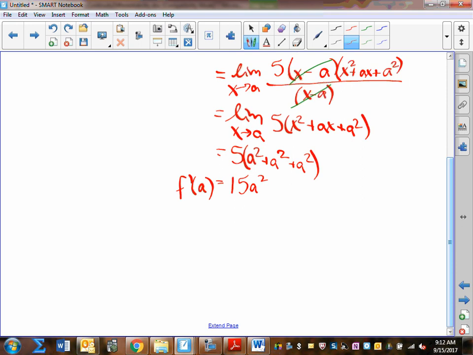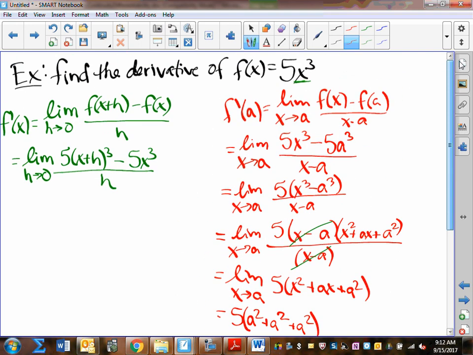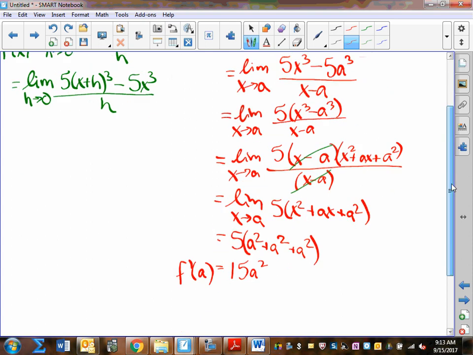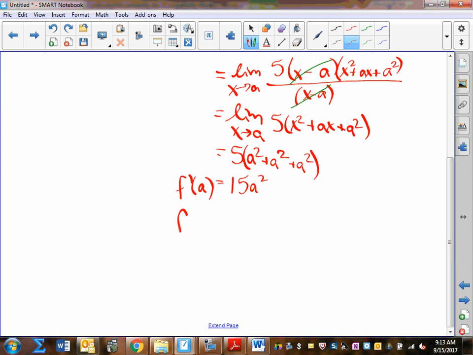But we weren't told to find it at a specific point, were we? We were told just to find the derivative. So I want f prime of x. So f prime of a is 15a squared. What's f prime of x going to be? Say x. Put it right here. 15x squared. Good. And that's your answer there. So you can use that limit definition with your a. It's just if it's asking for the overall derivative in the end, instead of f prime of a, you want to say f prime of x, because that's what it was asking for, f prime of x.